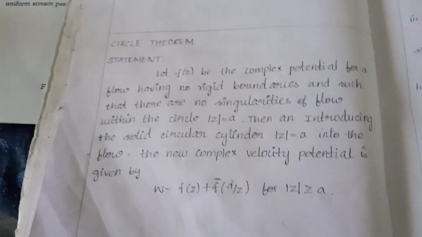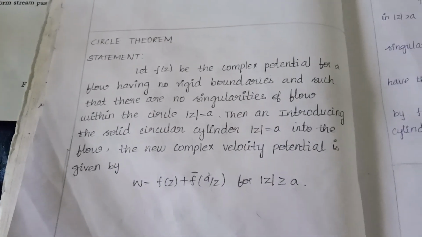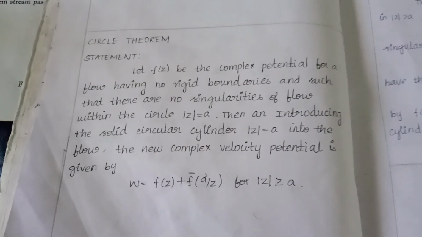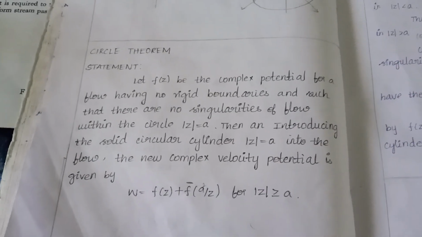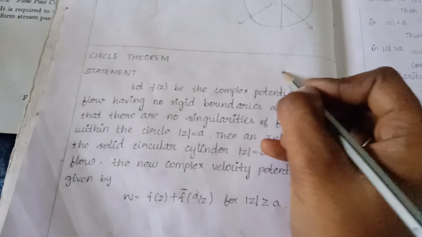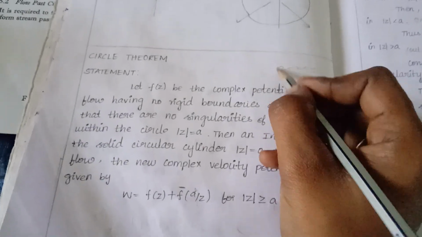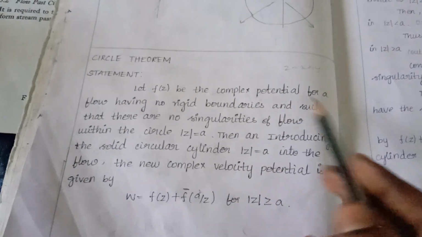Everyone, today we are going to see about circle theorem. So the circle theorem statement is, let f of z be the complex potential. So we know that z is in the form of x plus iy. So f of z is a complex potential for a flow.